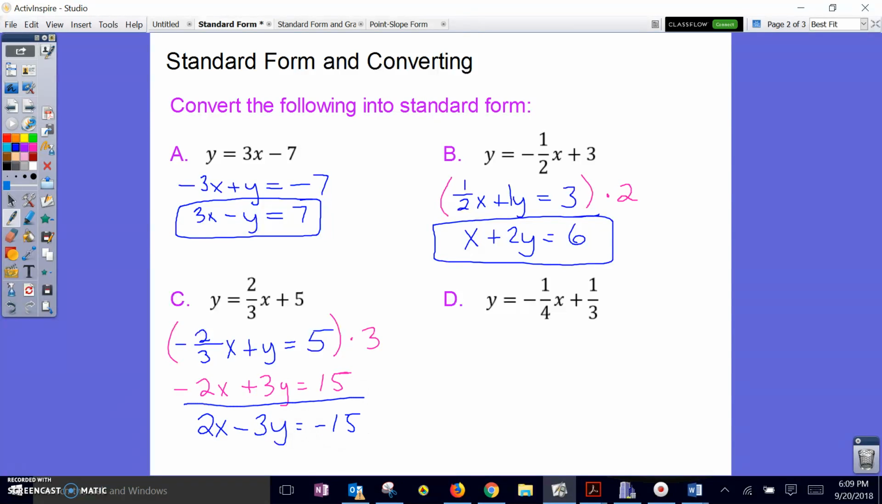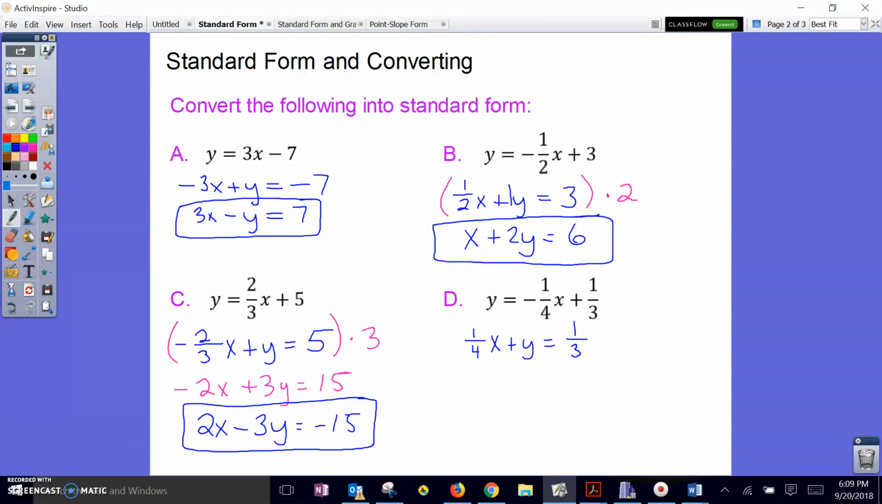And now this one is in standard form. And the last one is going to be a little trickier than the other ones have been. So first we're going to get our x's and y's on one side. Got 1/4 x plus y equals 1/3.